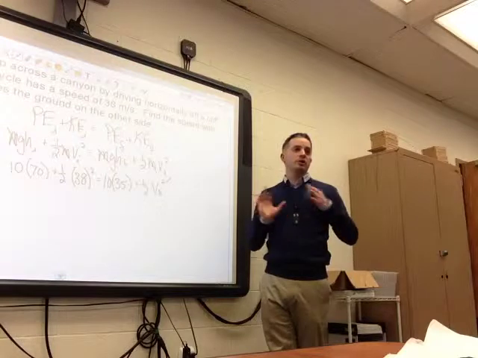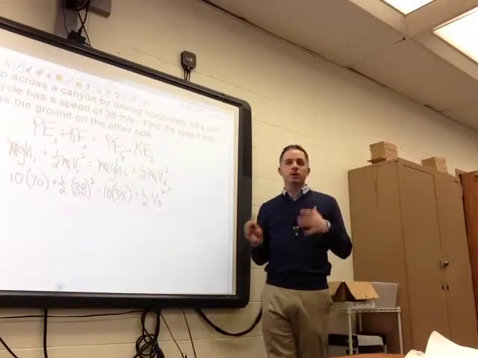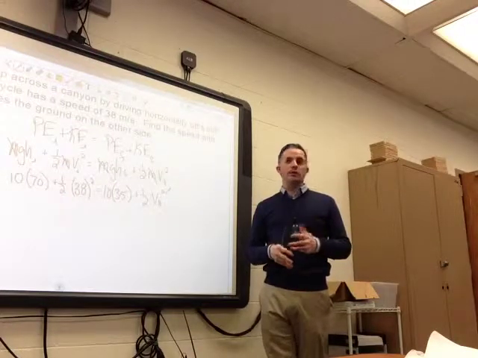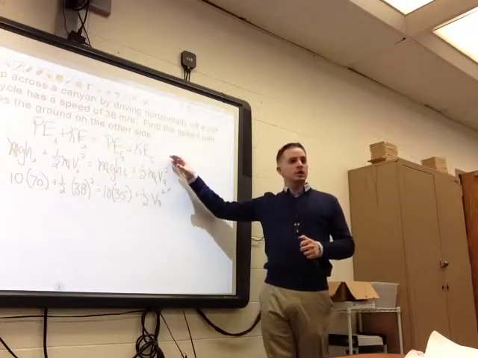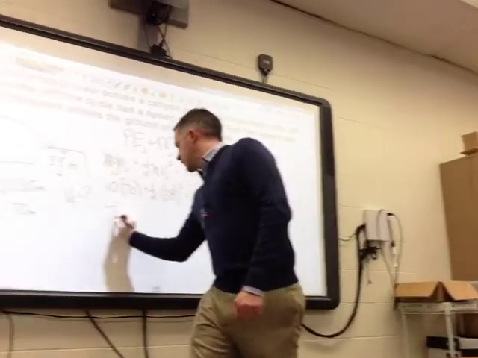So again, we're just doing straight algebra. There's nothing too difficult about this. As long as you can identify what it is that you have, you can plug it into this equation and you can solve for it pretty quickly. So 70 times 10 is 700.